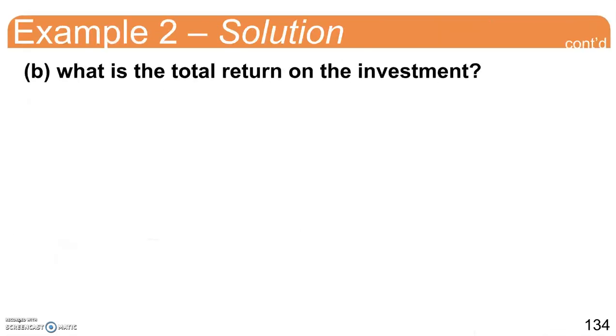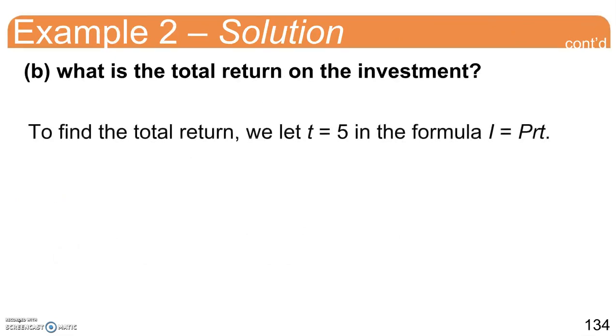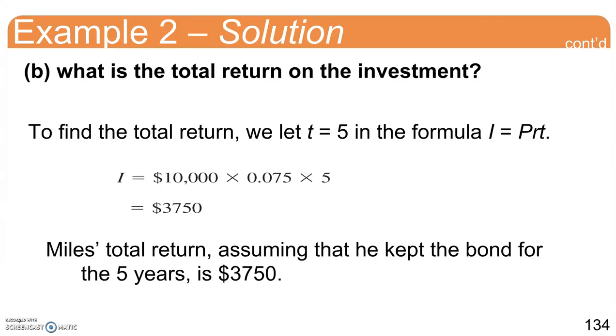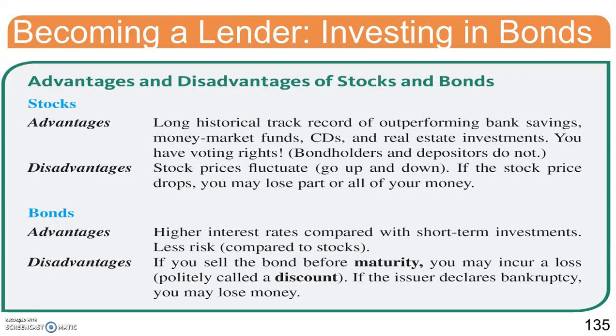So Part B says, what is the total return on the investment? The return is how much you get back. So for the total return in the 5 years, we're going to plug in T equals 5 into our formula, and we can calculate the total amount of interest that we earn over the 5-year period. So it's $10,000 at 7.5% interest for a 5-year period of time, which is $3,750. So if he keeps his bond for the full 5 years, he will be returned the $10,000 that he lent plus $3,750 in interest, and it's paid out semi-annually, so he'll get those chunks twice a year.